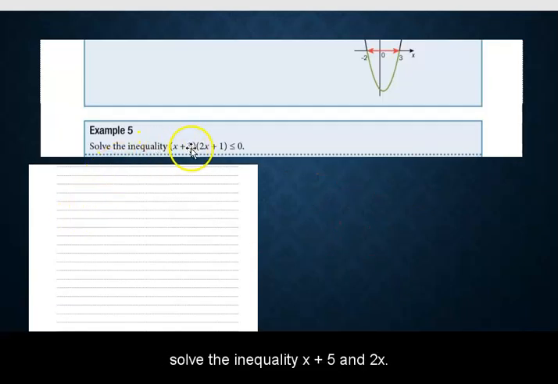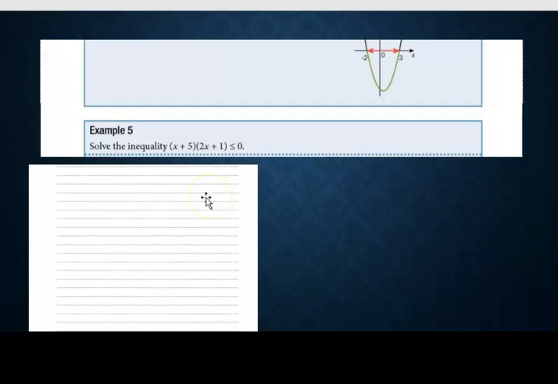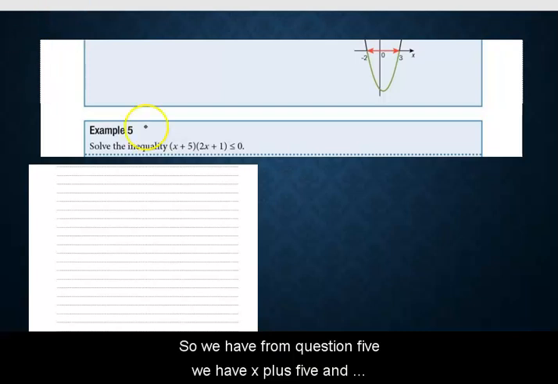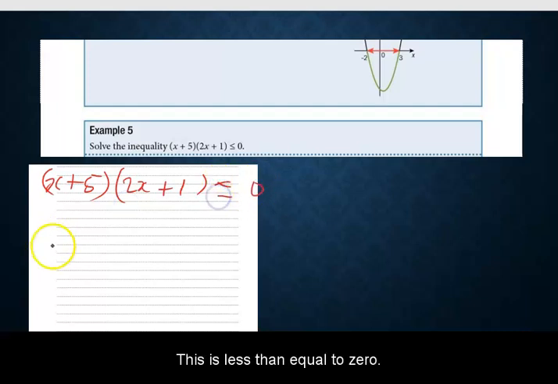Solve the inequality x plus 5 and 2x plus 1 less than or equal to 0. So test your understanding. Let's do that together now. From question 5, we have x plus 5 and then 2x plus 1, and this is less than or equal to 0.